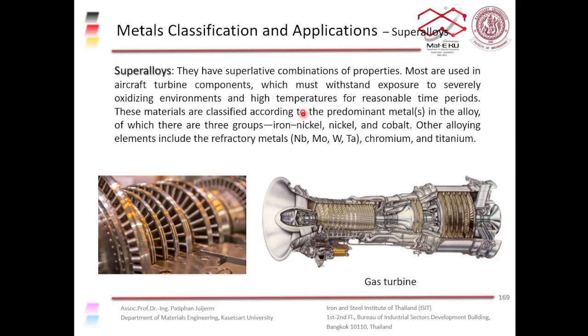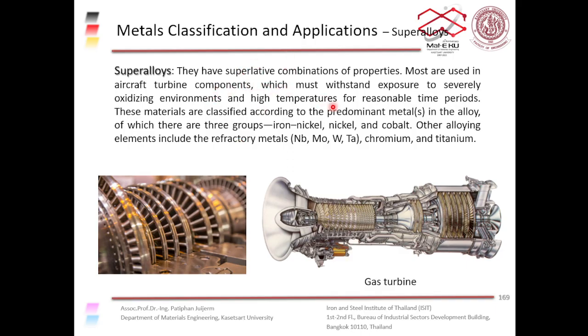Okay, so the next type of alloys is the super alloys. First of all, we call it super alloys because these materials have very high strength, especially at high temperature. You have a lot of materials with very high strength, but just a handful of materials that have high strength at high temperature. Because of that, we call these materials super alloys because they are very good at high temperature.